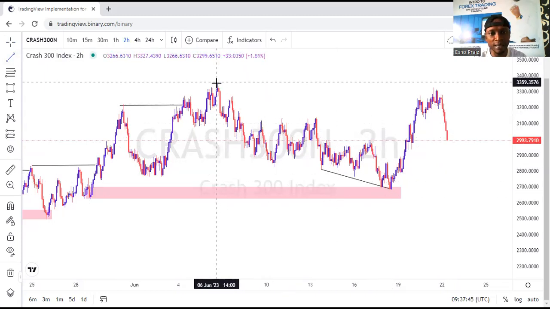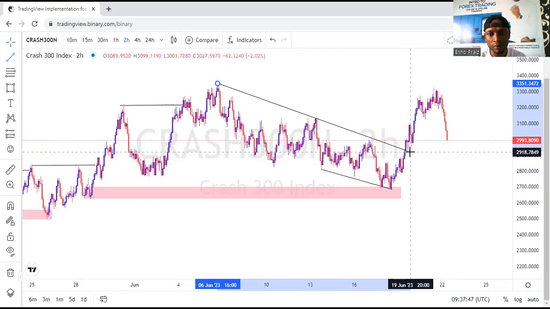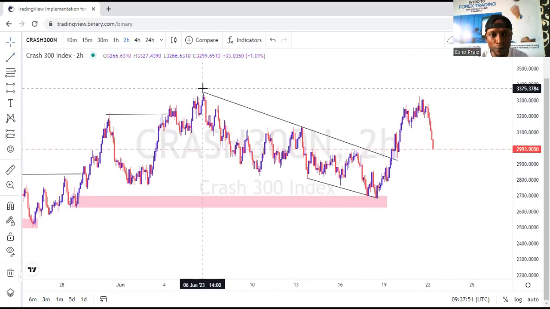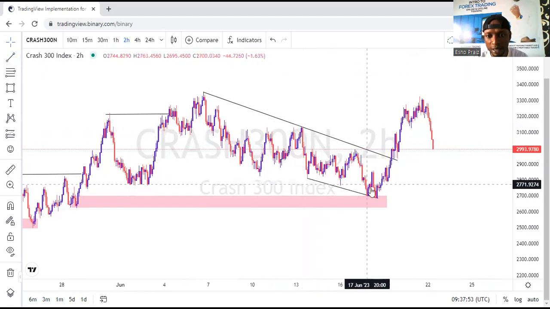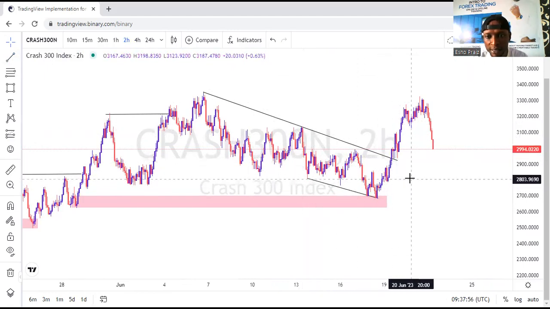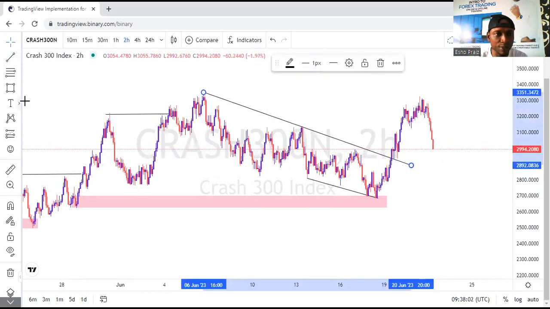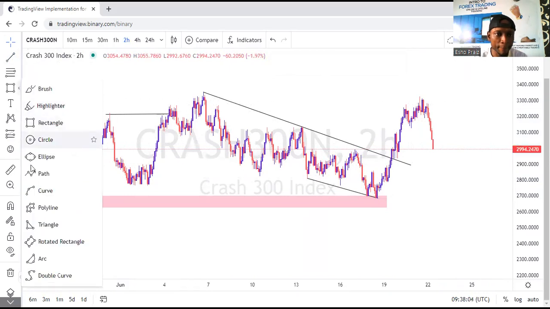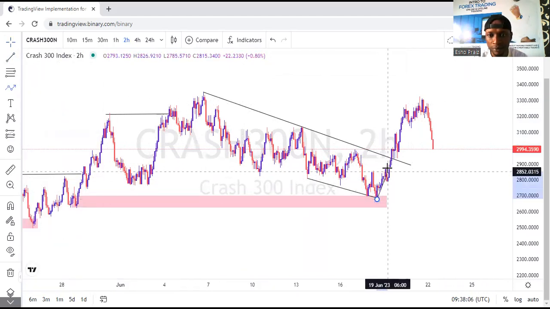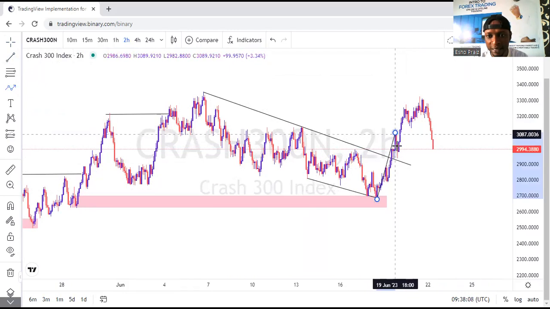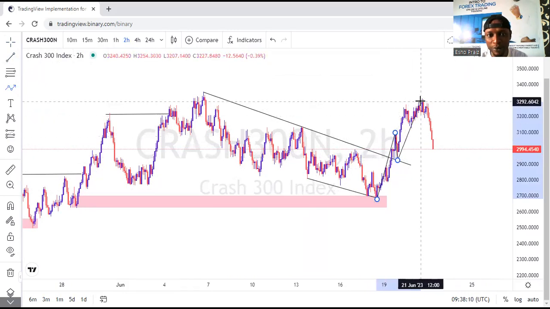Now let's check the resistance area. This is the resistance area. You can see first touch, second touch, then the market breaks the third touch. After the market breaks, it comes down to retest the line again. This is what I'm saying. The market retests it and starts buying up, right?